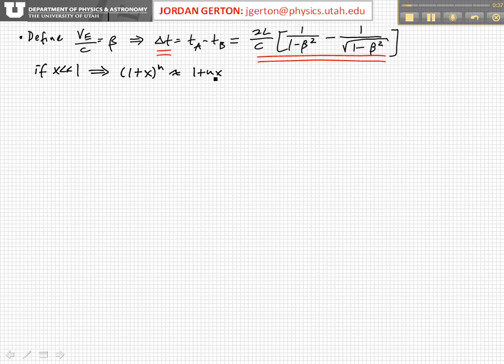Okay, so we can use this. For beta much less than 1, and we expect beta to be much less than 1 because it's this ratio, and we certainly know that the velocity of light is about 3 times 10 to the 8th meters per second. The velocity of Earth around the sun is 30 kilometers per second, so that ratio is indeed very small.